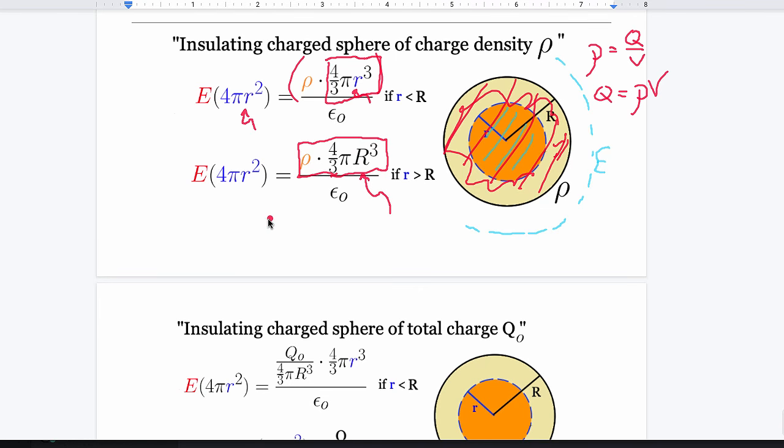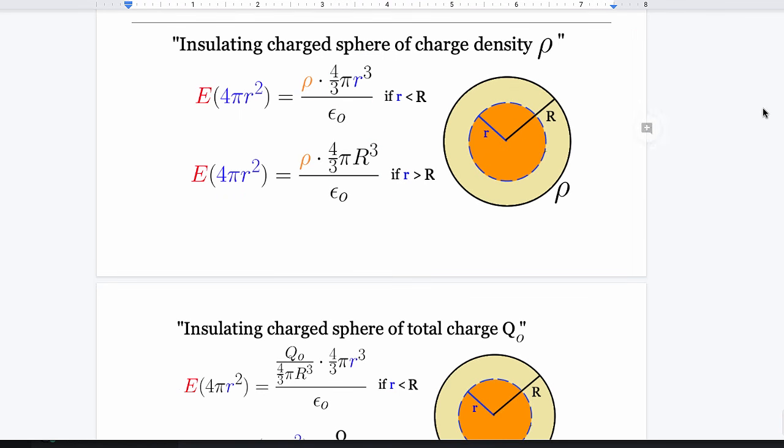So you have to stop at capital R. Now you'd have a capital R here and a little r here, little r being your variable where you're finding the field, and capital R just being the radius of this charge density sphere.